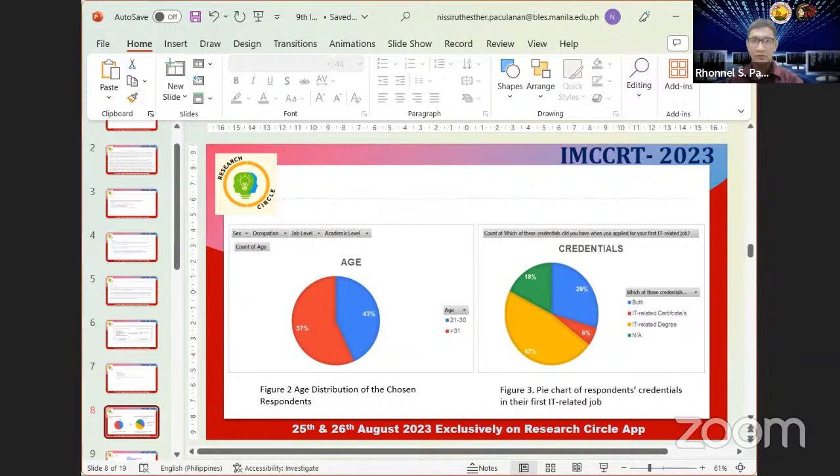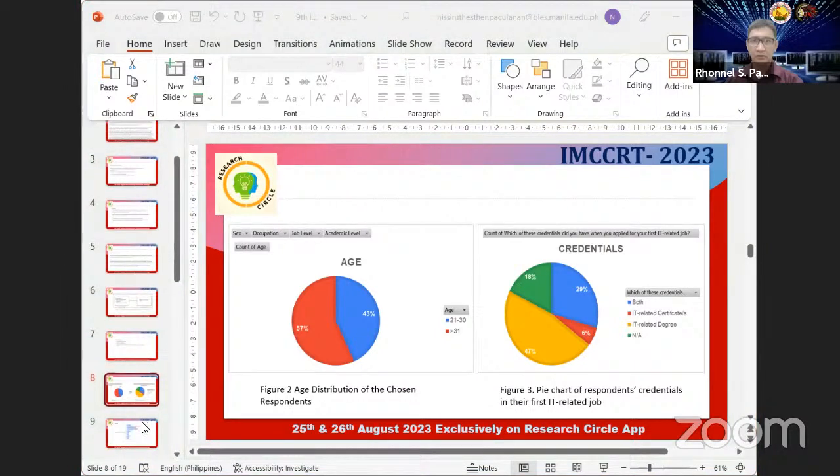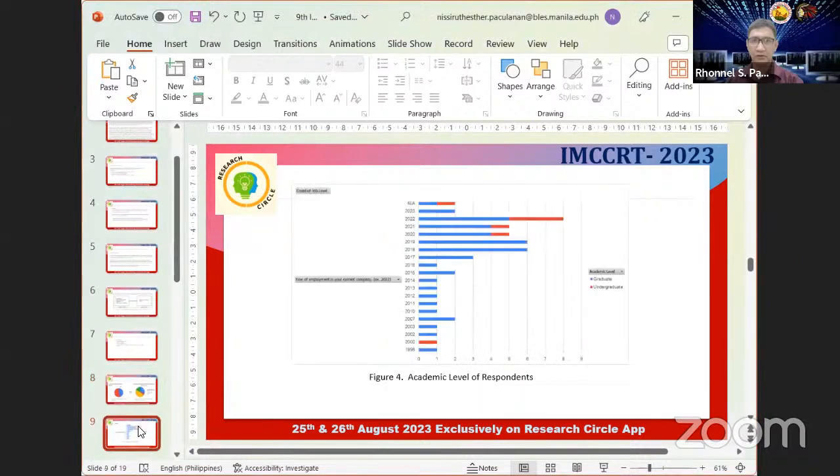So what you will find out here in the second chart is that most of them are IT-related graduates. Meaning to say, here in the Philippines, we can see that they are accepting IT graduates, or even, I think, graduates of other courses. So they are prepared to hire graduates rather than certificate holders. Okay, let's have another graph.